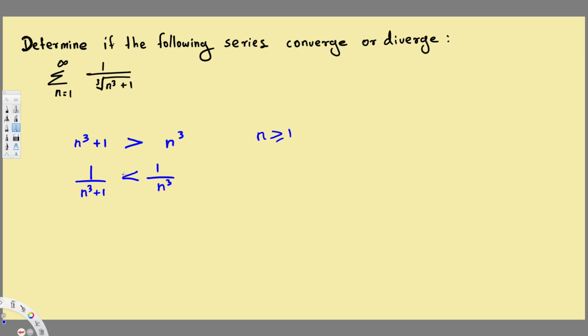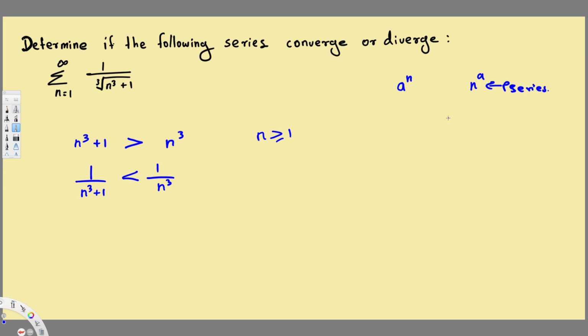Here, if we divide, 1 over n cube plus 1 is going to be smaller than 1 over n cube because we are dividing by a bigger number. And if you notice, this is a p series. We know that when we have a number to the power n, that's a geometric series, and n to the power of a number is a p series. Here we have n to the power of a number, so this is a p series. So we have to know the p series rule: if the power is greater than 1, it converges. If the power is less than or equal to 1, it diverges.